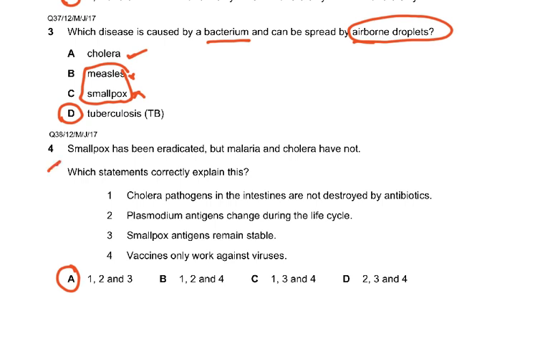Question number 4. Smallpox has been eradicated, but malaria and cholera have not. Again, this is a syllabus for only 2021. Which statement correctly explains this? Cholera pathogen in the intestines are not destroyed by antibiotics. Plasmodium antigens change during the life cycle. Smallpox antigens remain stable. Vaccines only work against viruses. Now the fourth was wrong because vaccines work against viruses and we have a BCG vaccination for tuberculosis as well. So the answer was 1, 2, and 3.